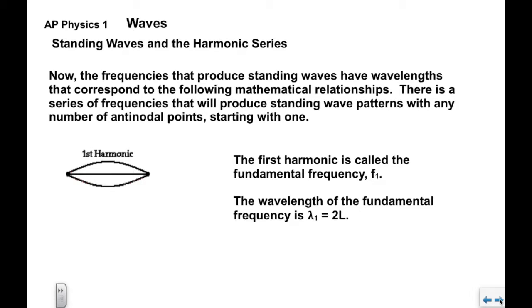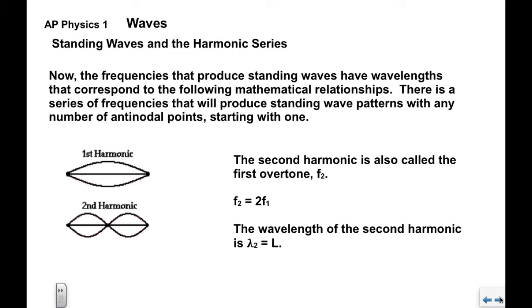This series of frequencies starts with what's called the first harmonic, or the fundamental frequency. This is the frequency that will produce effectively one big loop that looks like it's just going back and forth. Again, in fact, it's constructive and destructive interference. But this fundamental frequency is called f sub 1. The wavelength of the fundamental frequency, lambda sub 1, is 2 times L. You can see here that this wave pulse effectively is a half a wavelength. So the length of the medium is 1/2 of the wavelength of the fundamental frequency.